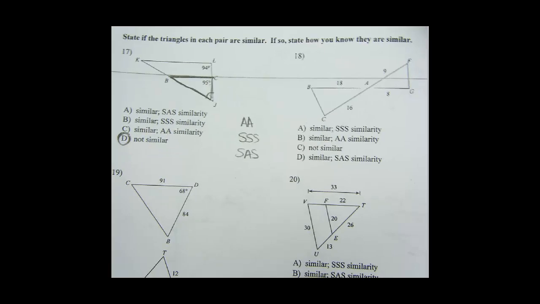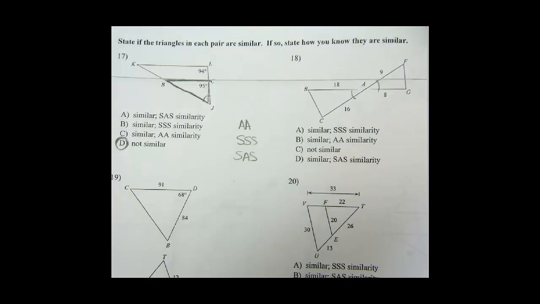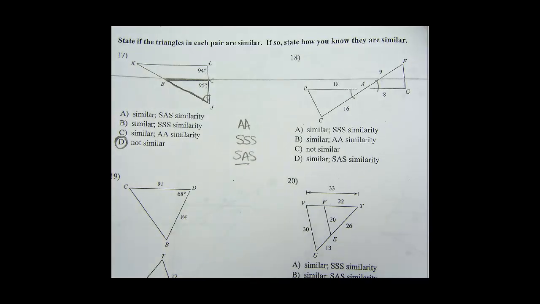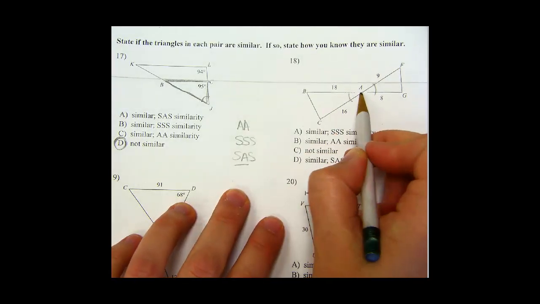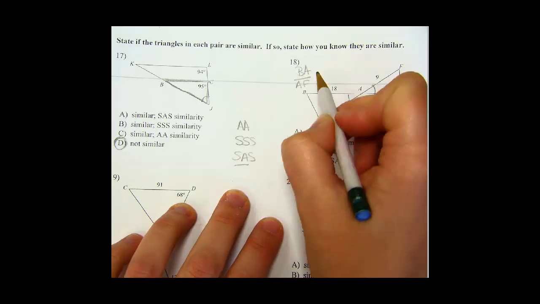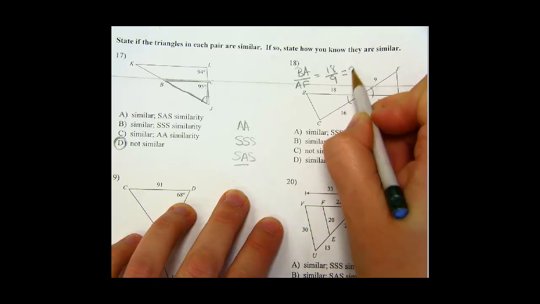Okay, next one, number 18. It looks like for this one we are given 2 pairs of sides, and the third thing that we can use here is our pair of vertical angles. So I know for sure that those angles around A are equal because they're vertical. So it looks like I might be using side, angle, side for this one. But what I have to show is that I have 2 sides, 2 pairs of sides that reduce down to the same fraction. So if I look at BA and AF, so BA over AF, well, BA is 18 and AF is 9, and 18 over 9 reduces to 2.